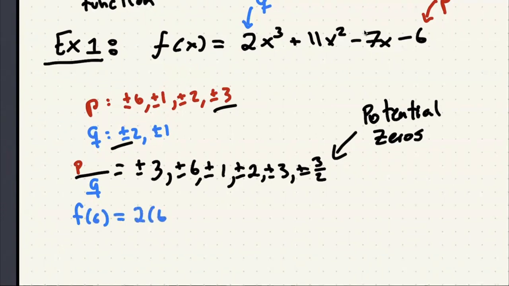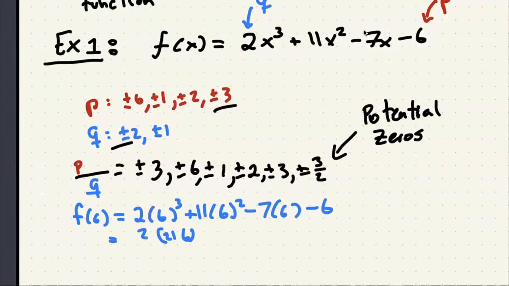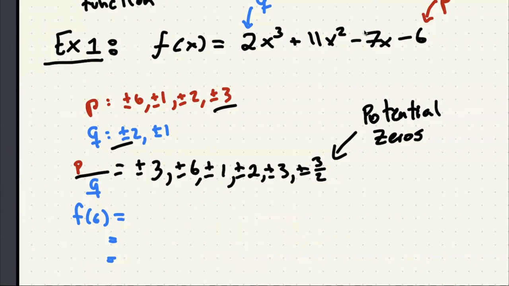So you're gonna have 2 times 6 cubed plus 11 times 6 squared minus 7 times 6 minus 6. If that equals 0, this is a 0. 6 cubed is 36 times 6, which gives me 216, times 2 is 432, plus 11 times 36, which is a huge number, 396, and then minus 42 minus 6. Anyways, you can tell it's not gonna equal 0, so this is not a 0. Okay, we're gonna go ahead and try a different number.